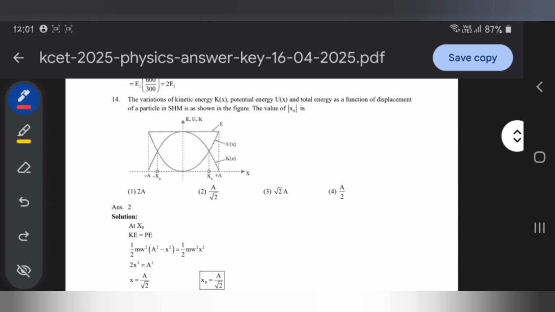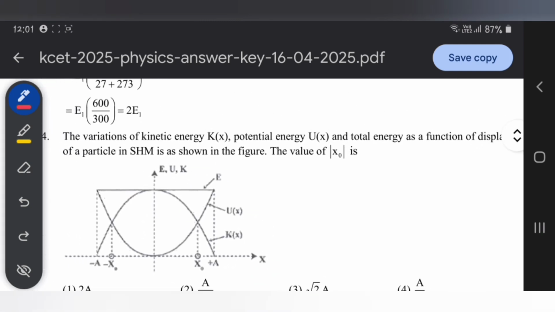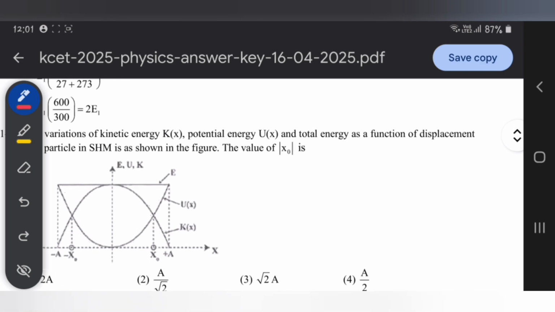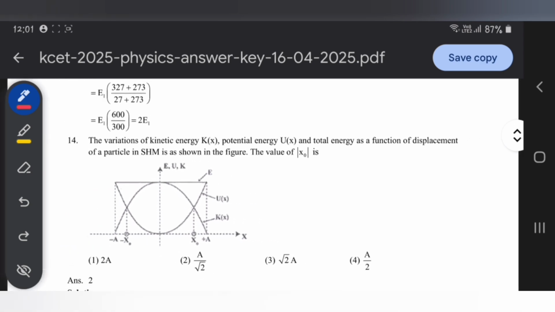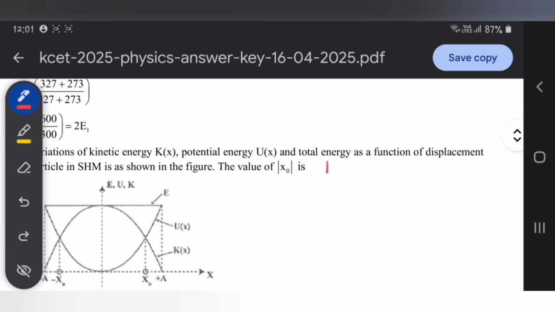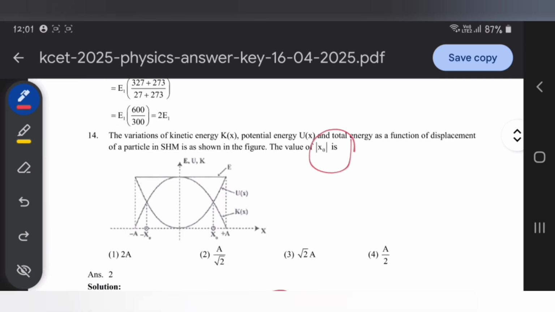So, a very interesting question. Now you have been given various things in the solution. Suppose you don't know this particular thing, but let's go through the question once. The variations of the kinetic energy, potential and total energy as a function of displacement of the particle are shown in the figure. You've been asked to find the modulus of x naught in the answer.